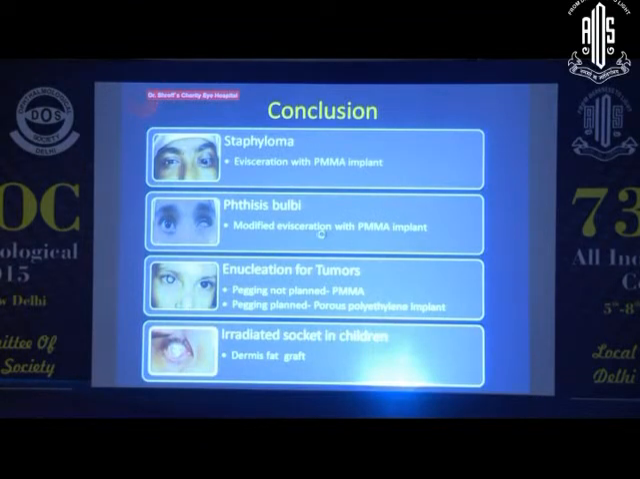So to conclude, if it's an enlarged eyeball, a blind eye which is enlarged, say a staphyloma, or any eye which has adequate volume inside, the preference will be evisceration and putting a PMMA implant. If it's a severely shrunken eyeball, the preference will still be the modified evisceration technique, putting a PMMA implant. For tumors, enucleation is the surgery of choice, and if you're not planning a peg, then PMMA remains our implant of choice. If you're planning to put a peg later on in life, then porous polyethylene remains the implant of choice. And for sockets which are irradiated or have had multiple socket surgeries, especially in children with retinoblastoma who have undergone radiation earlier, then dermis fat graft remains our implant of choice.